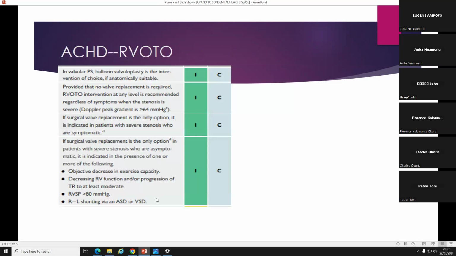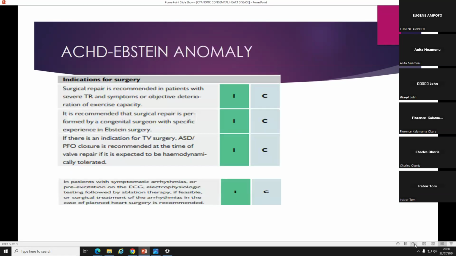And then for right ventricular outflow tract obstruction, if they've got severe stenosis and they are asymptomatic, class 1C. So they're all basically expert opinions. They don't really have much data, but they're class 1 because they are thought to be beneficial. And the Doppler peak gradient cutoff for right ventricular outflow tract obstruction recommended for surgery is greater than 64 millimeters of mercury, just to highlight that.